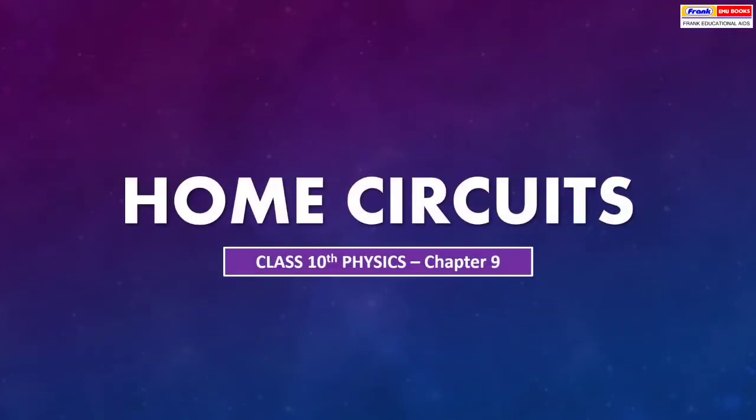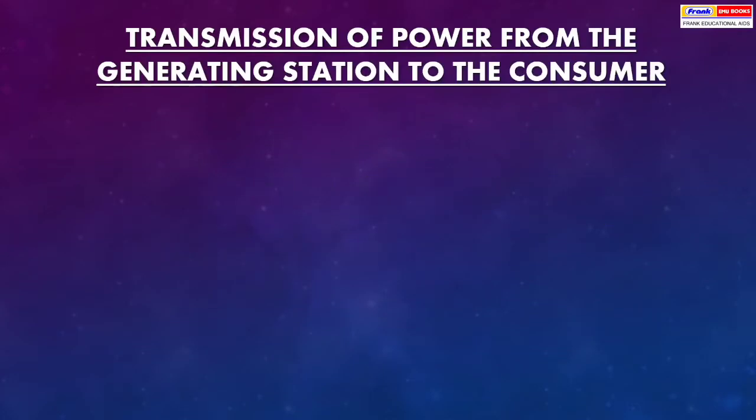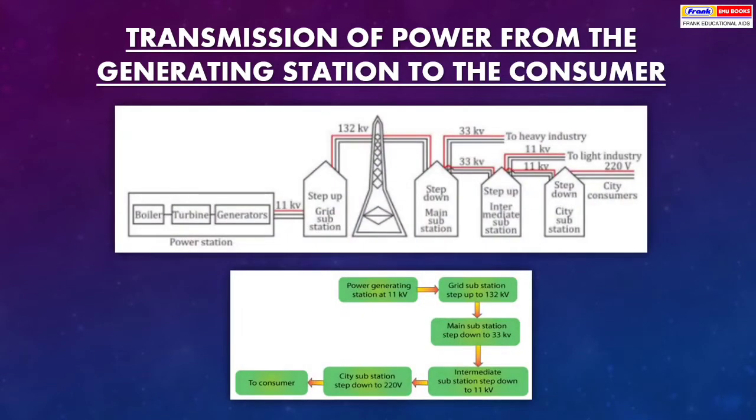Household circuit. Transmission of power from the generating station to the consumer. Power generating station at 11 kV gives to grid substation, step up to 130 kV, gives to main substation, step down to 33 kV, gives to intermediate substation, step down to 11 kV, gives to city substation, step down to 220 volt, gives to the consumer.